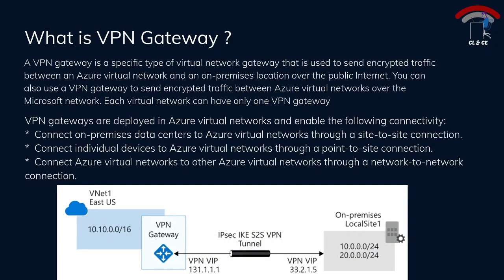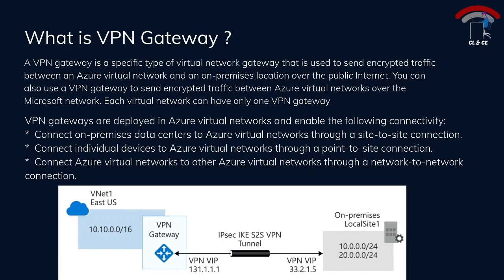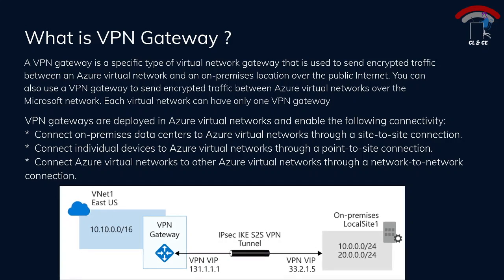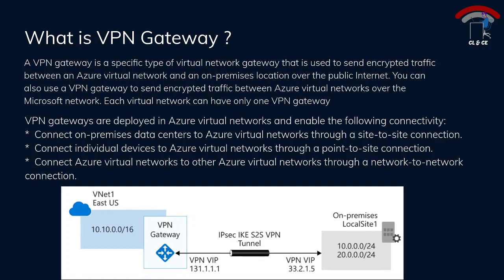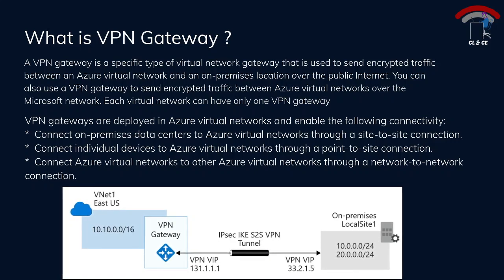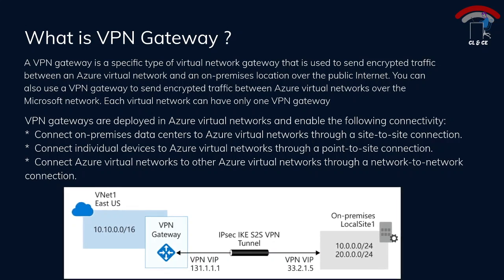Let's also understand what a VPN gateway is. A VPN gateway is a specific type of virtual network gateway that is used to send encrypted traffic between an Azure virtual network and an on-premises location over the public internet. You can also use a VPN gateway to send encrypted traffic between Azure virtual networks over the Microsoft network.